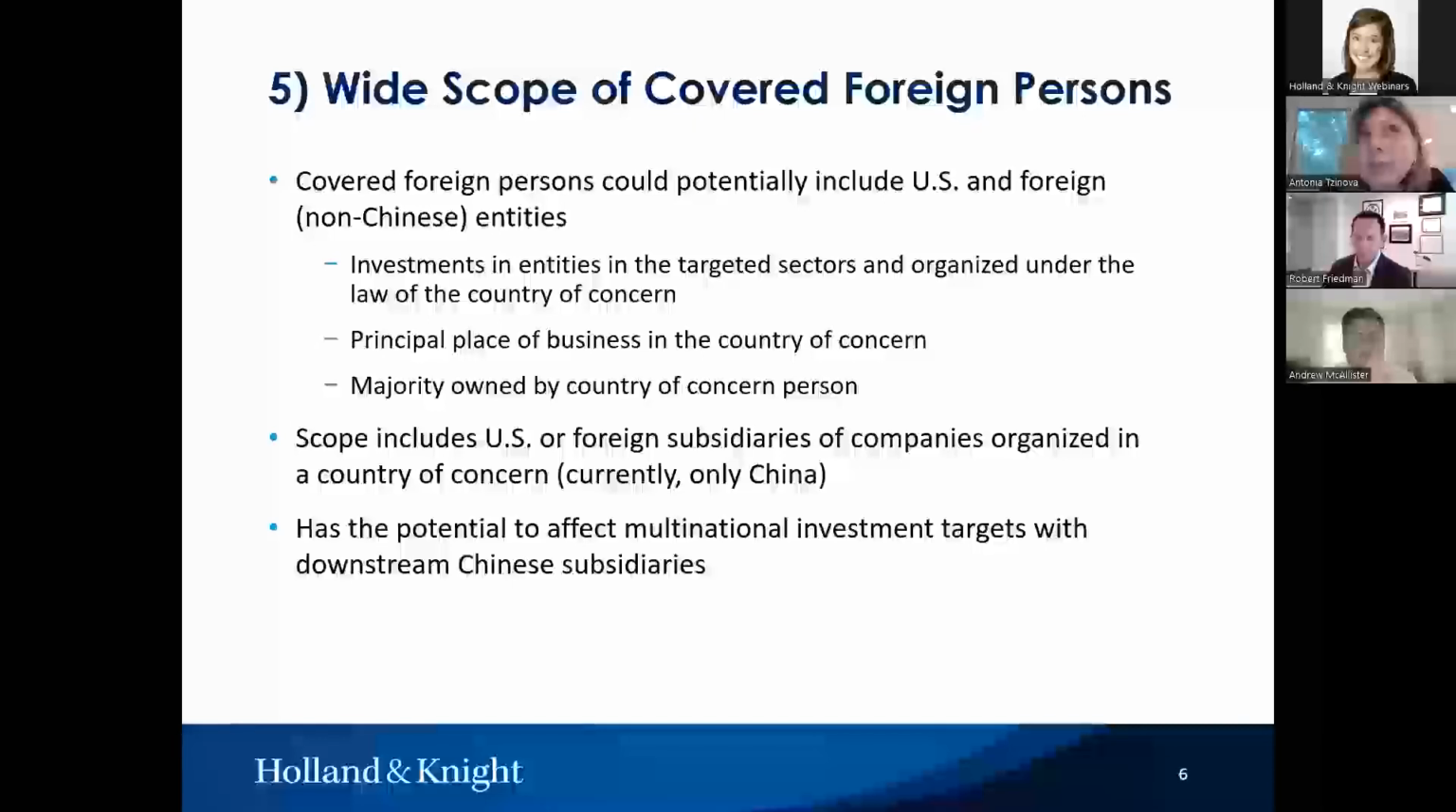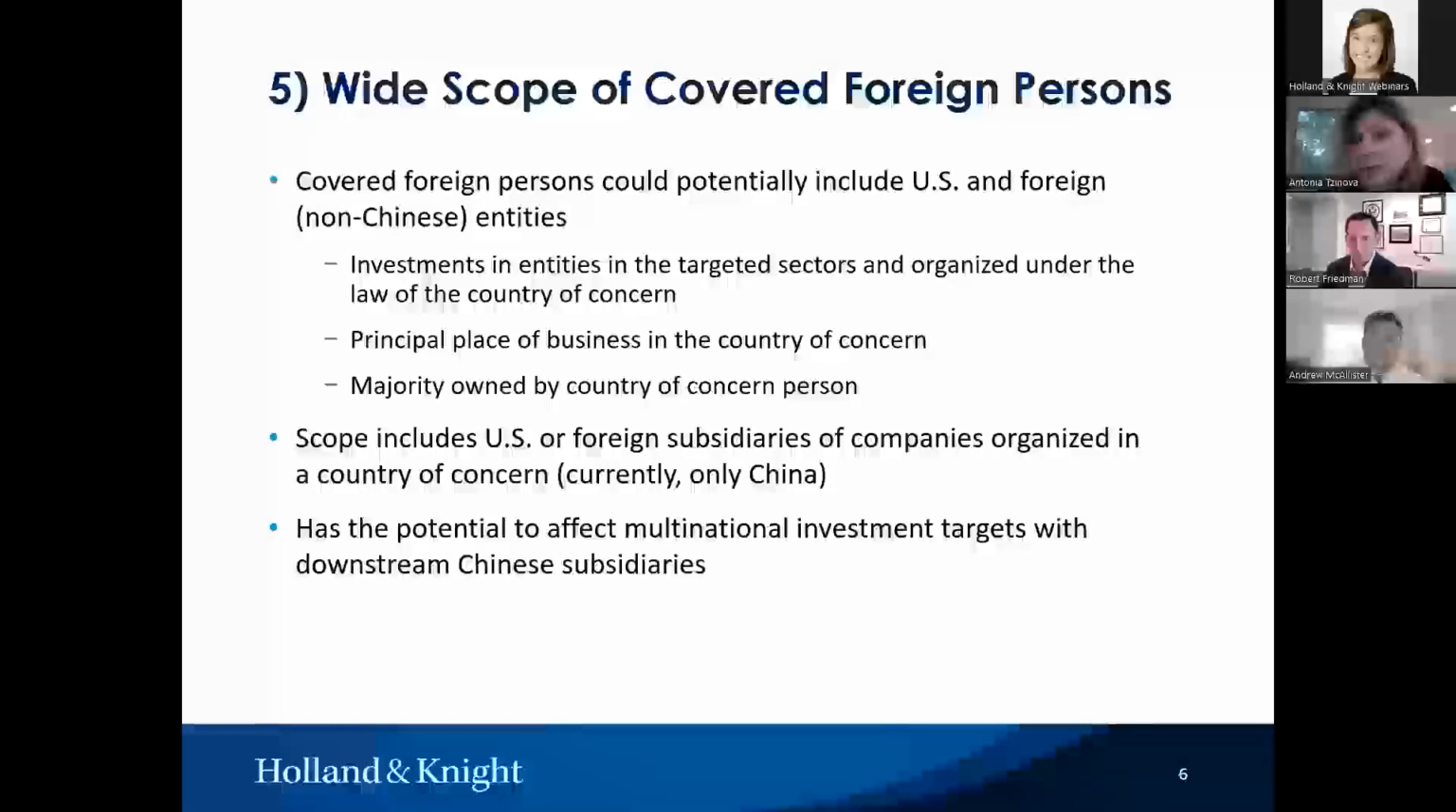I also want to mention that this executive order has been closely coordinated with European allies. So we should expect to see something similar coming out there, so that U.S. investors are not unduly burdened and disadvantaged in comparison to investors from other countries, but keep in mind. And with that, I'll pass it back on to Andrew.